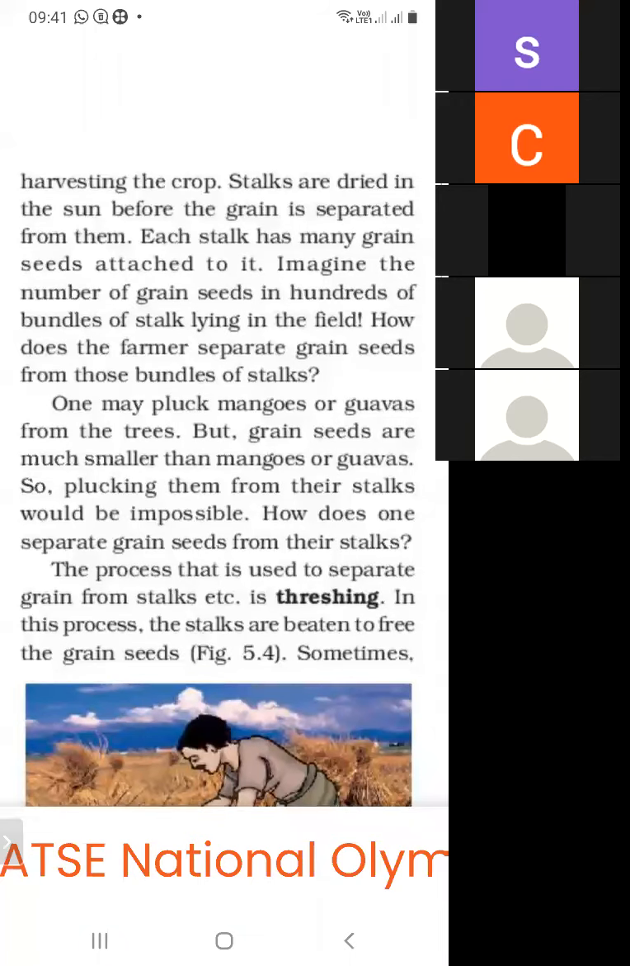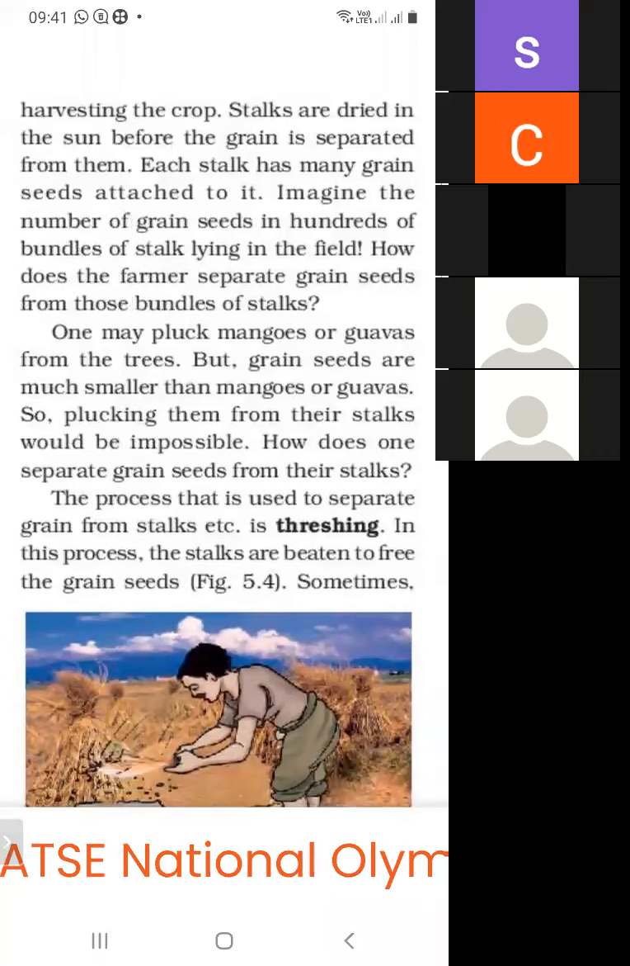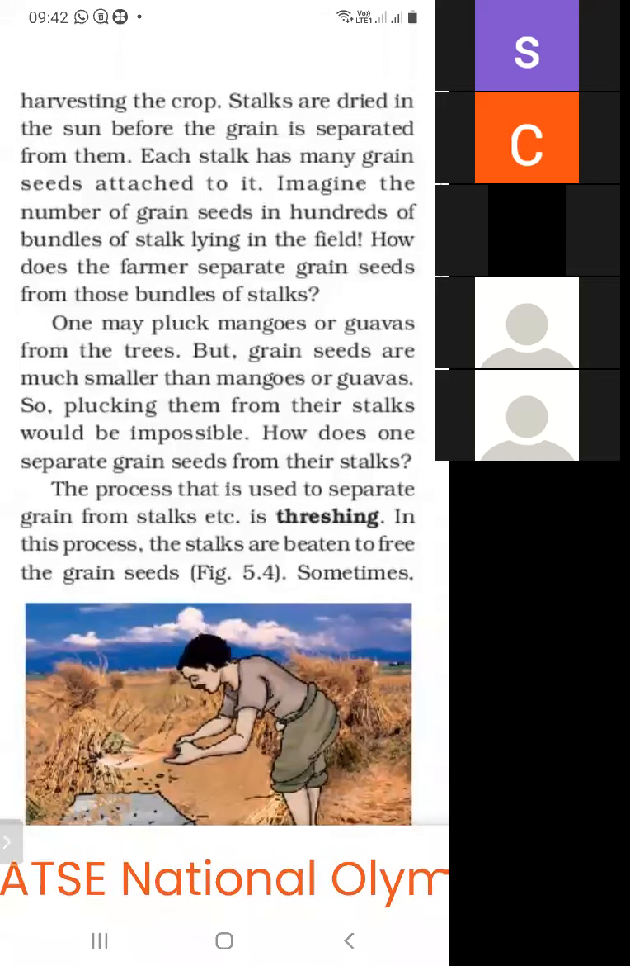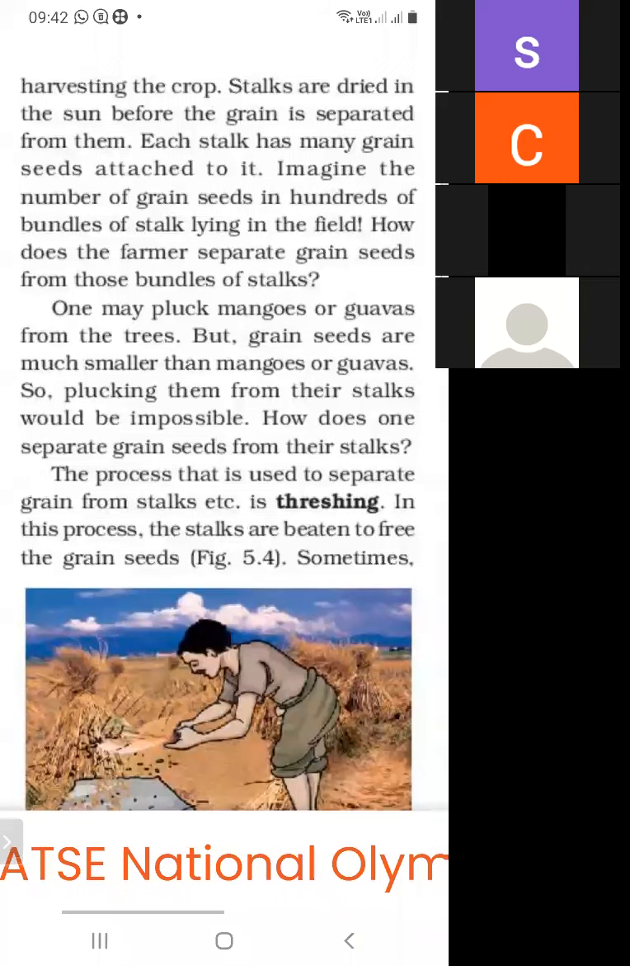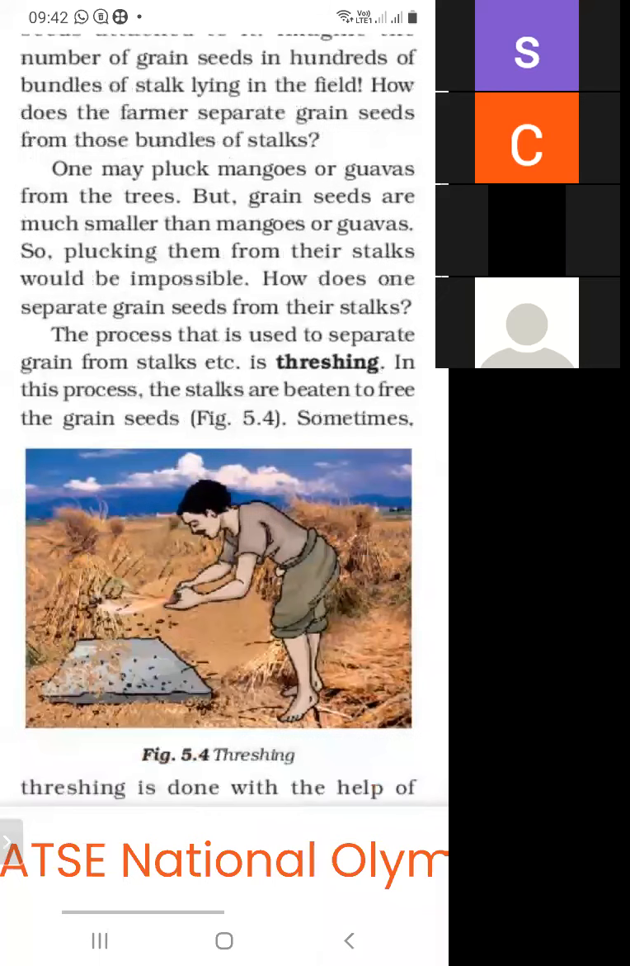When we harvest the crops, stalks are present in the crops, and these stalks are dried in the sun before the grain is separated from them. So what do you mean by the process of threshing? The process that is used to separate grain from the stalk is called threshing. Just like shown in figure 5.4, we are separating grains from the stalk with the help of hands or by hammering. This process is called threshing.